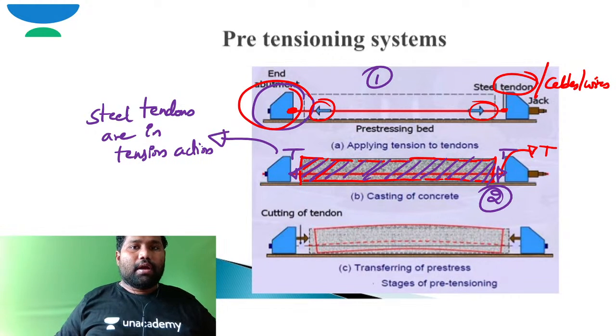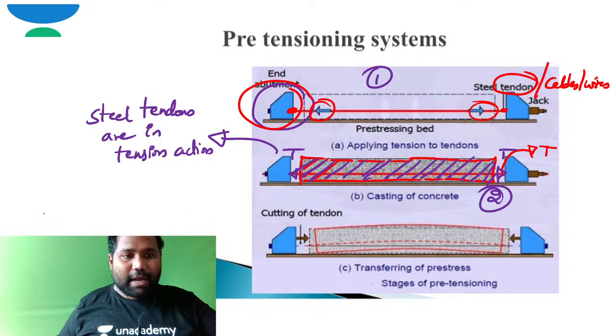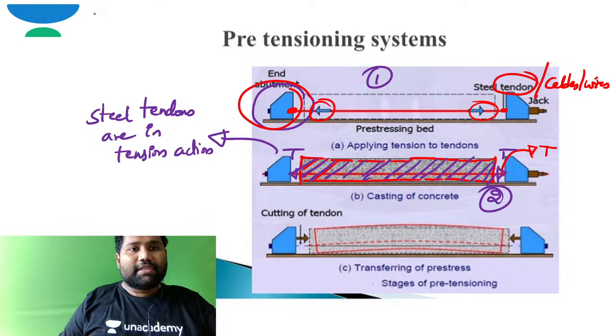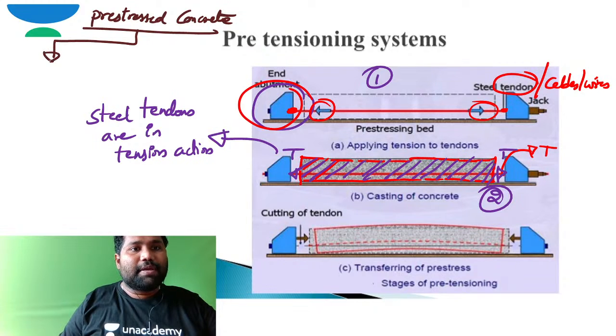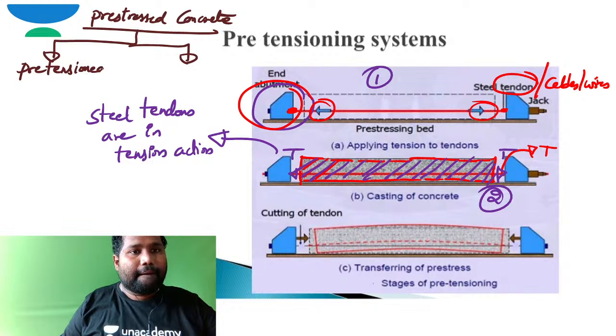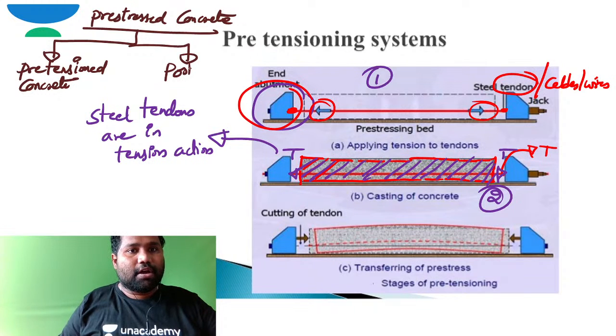In pre-stressed concrete, there are two types of pre-stressed concrete, brother. Let me tell you that first. One is pre-tensioned concrete. The second one is post-tensioned concrete.